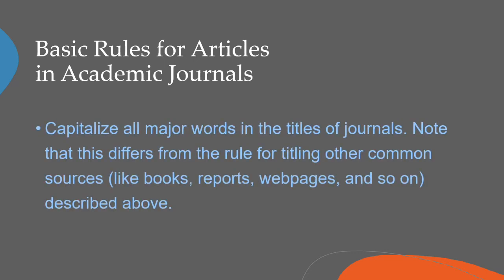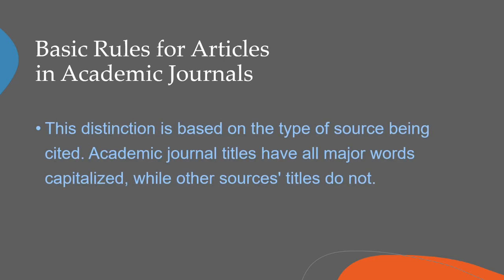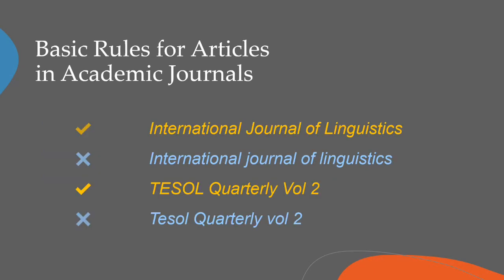Capitalize all major words in the titles of the journals. Note that this differs from the rule for titling other common sources like books, reports, web pages, and so on. This distinction is based on the type of source being cited. Academic journals have all major words capitalized, while all other sources do not have their titles capitalized.